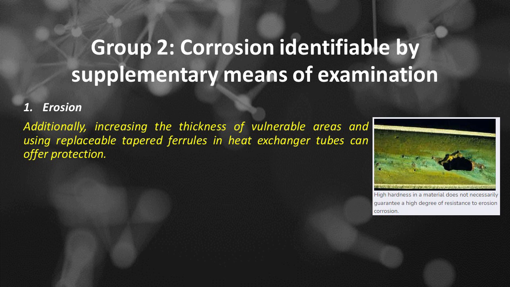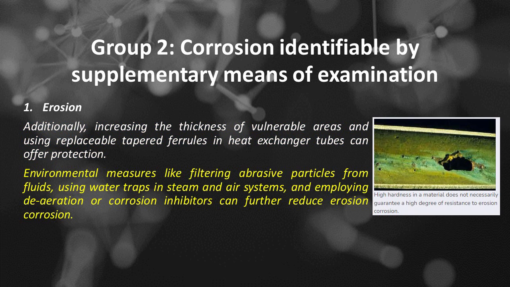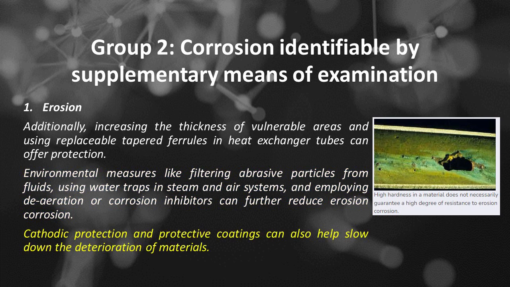Additionally, increasing the thickness of vulnerable areas and using replaceable tapered ferrules in heat exchanger tubes can offer protection. Environmental measures like filtering abrasive particles from fluids, using water traps in steam and air systems, and employing deaeration or corrosion inhibitors can further reduce erosion-corrosion. Cathodic protection and protective coatings can also help slow down the deterioration of materials.